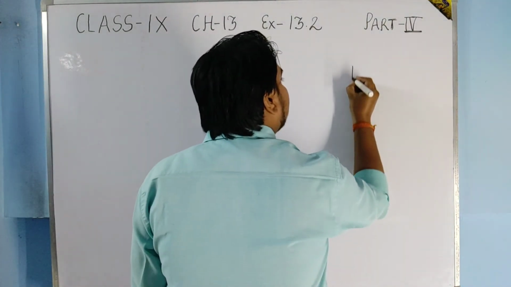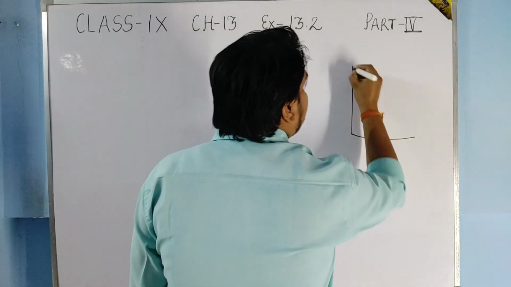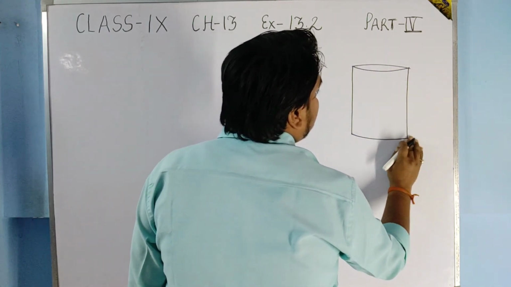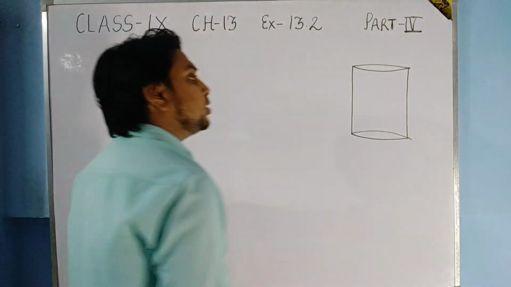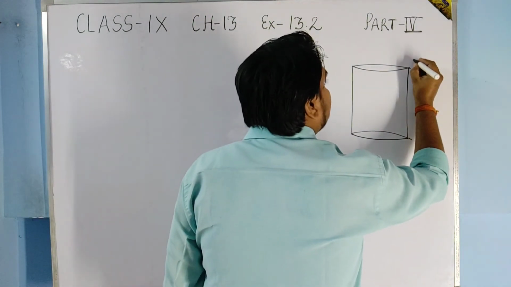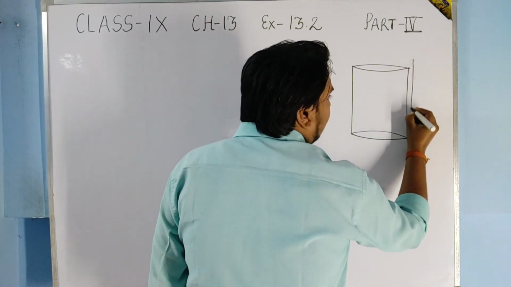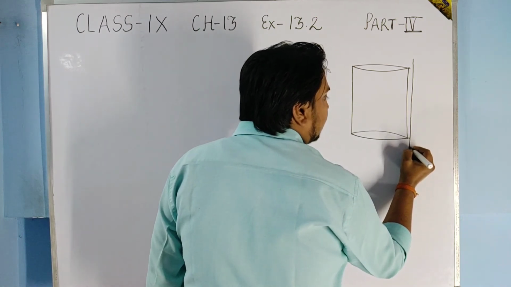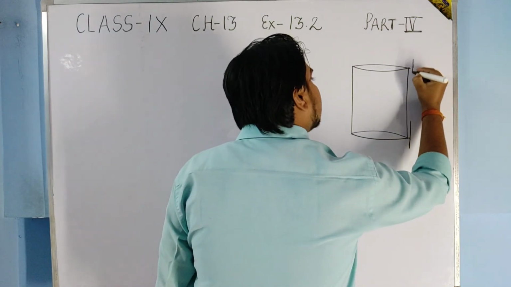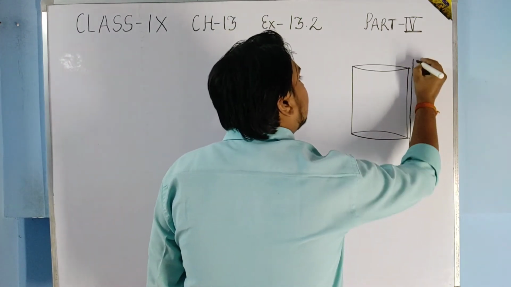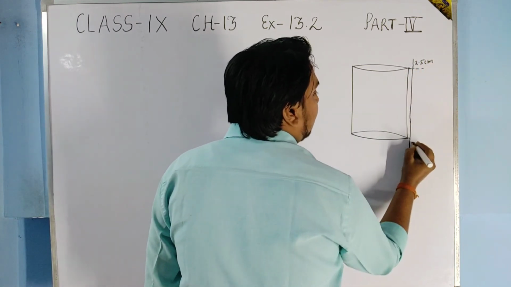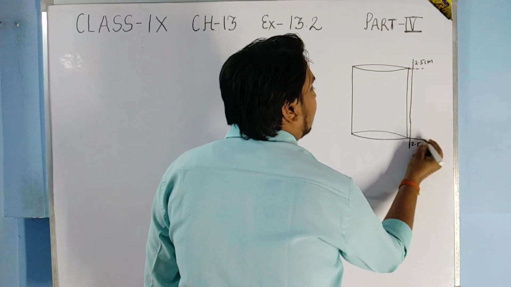So students, suppose the lampshade is like this. Basically here the cloth is like this. I am just telling you about the height of the cloth, because it is said that the cloth is 2.5 centimeter extra from the top and from the bottom.